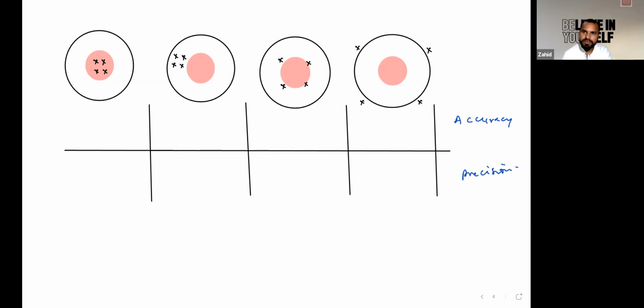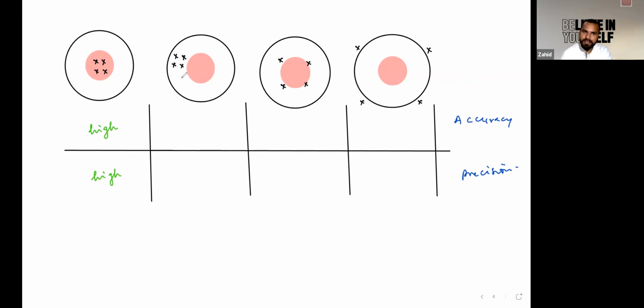Now suppose I have to define the first part. All experimental values are closer to this true value, so you will say it has high accuracy. Next, since all of these experimental values are closer within themselves, it will again have high precision. Is it clear?